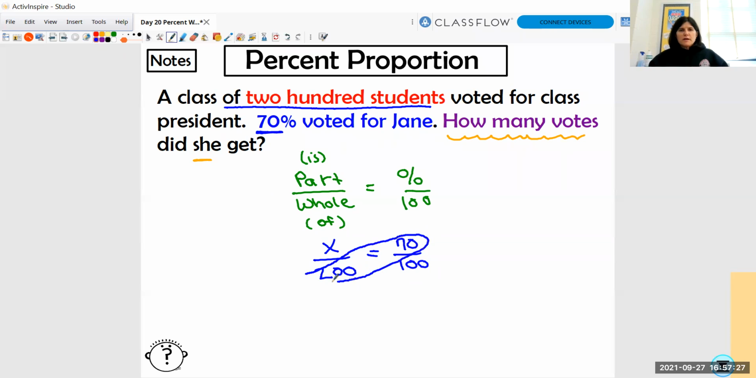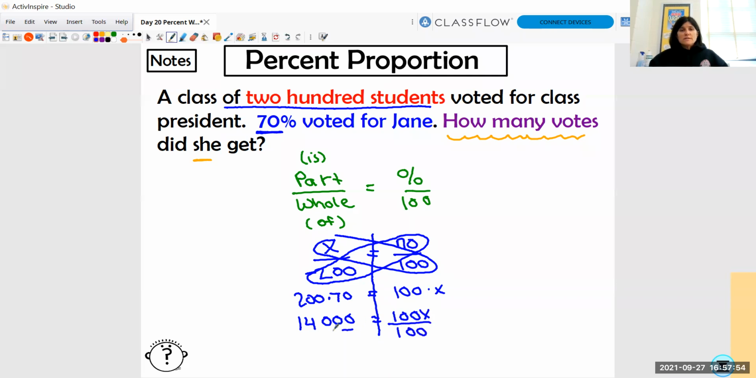We're going to do our cross products. I'm going to actually draw a line down the middle. So on one side, I have 200 times 70. And I'm going to do the other cross products on the other side. So I have 100 times X. And then I'm going to simplify using my calculator. Make sure you have your calculator. 200 times 70 is 14,000 equals 100X. Now I'm going to undo that by dividing by 100. And if I divide one side by 100, I have to divide the other side by 100. And so we end up with 140 equals X.